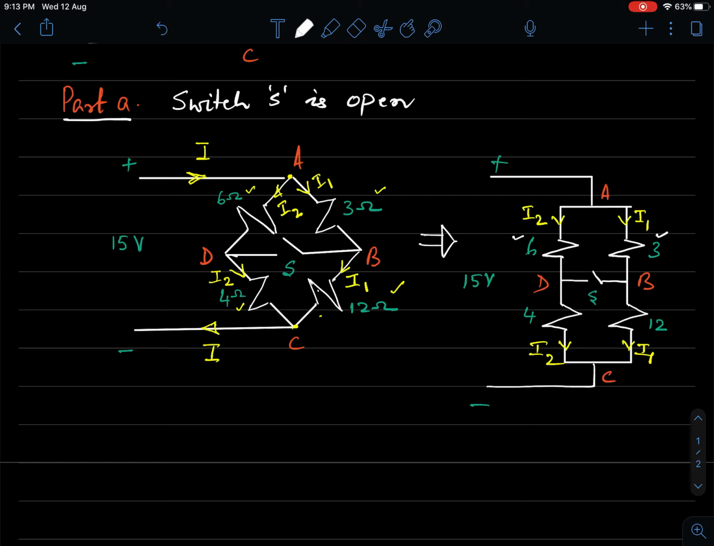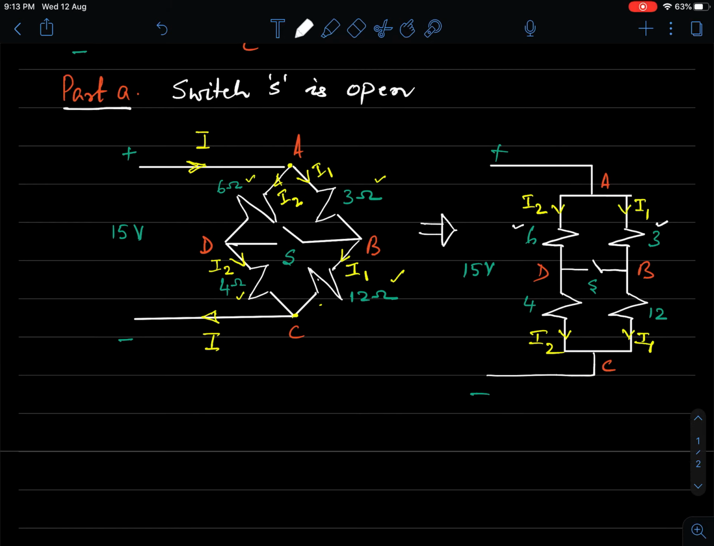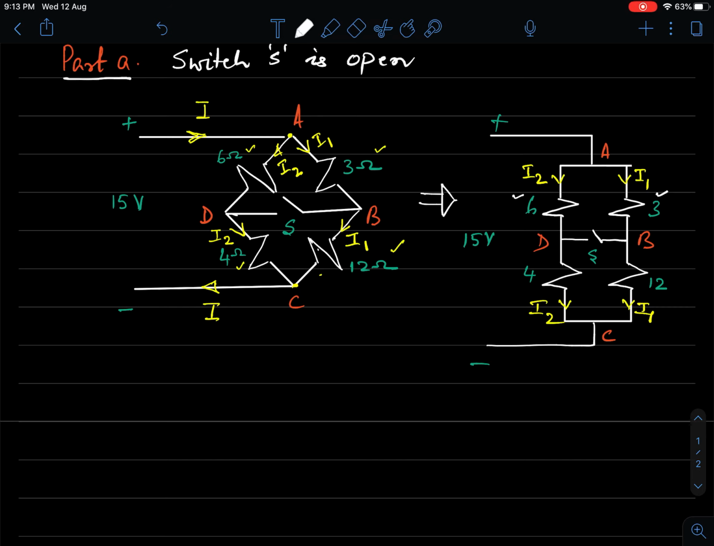We need not calculate the potential difference across 4 and 12 because we are interested in knowing the potential difference between B and D. We can travel from B to D via any path so that we get the potential difference between B and D or D and B. So we need to know the potential difference across 6 ohms and 3 ohms. How do we do that? We go in for what we call the voltage division rule.